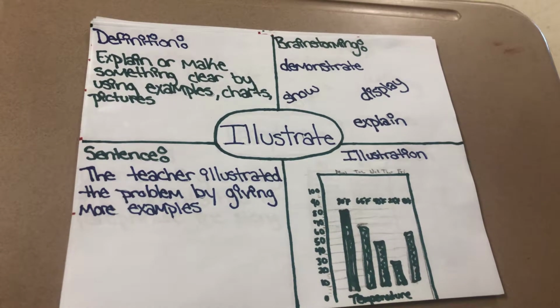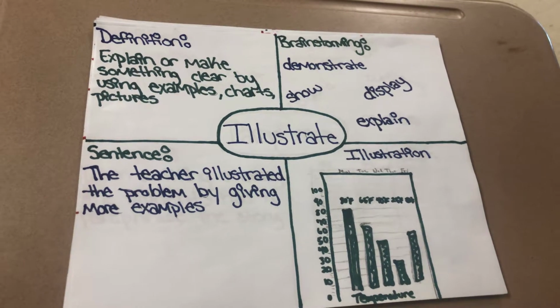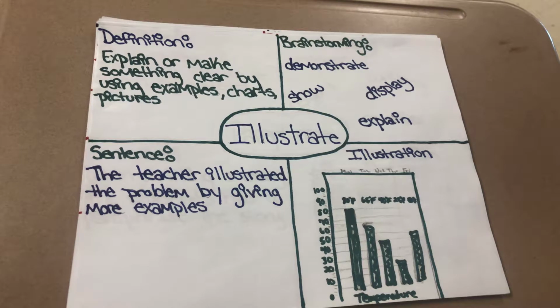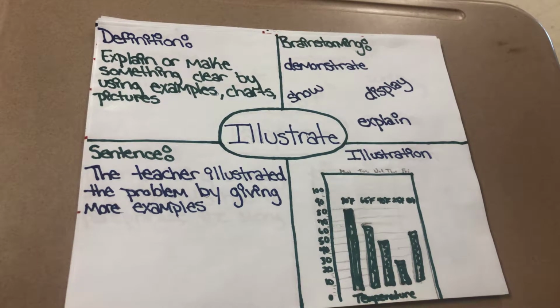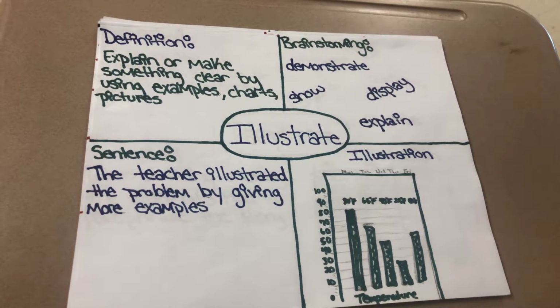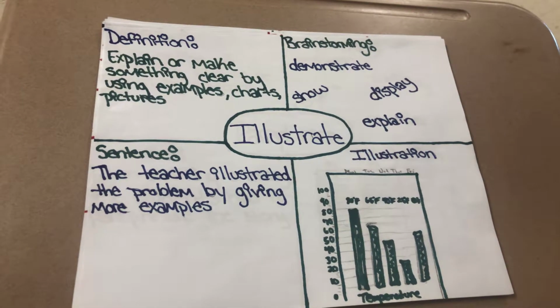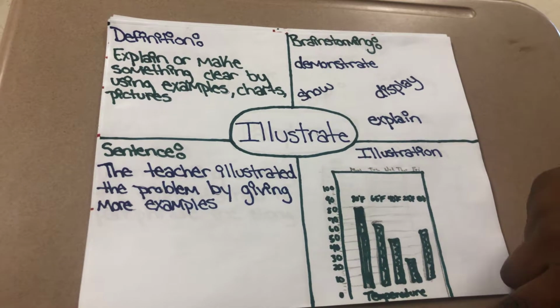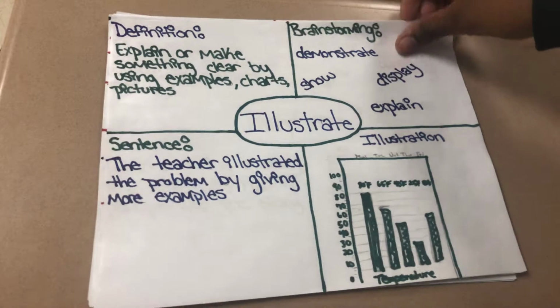The next word is illustrate, which means to explain or make something clear by using examples, charts, or pictures. Our sentence is, the teacher illustrated the problem by giving more examples. Some words we came up with were demonstrate, show, explain, and display. The illustration shows basically a graph.